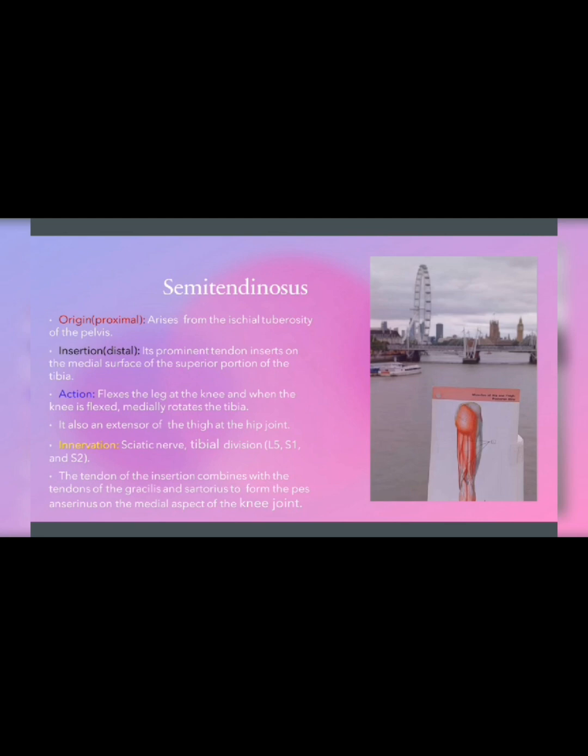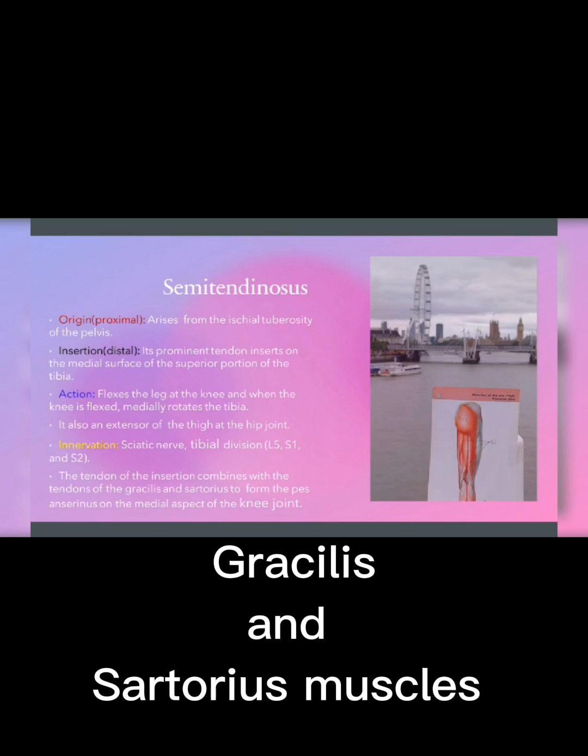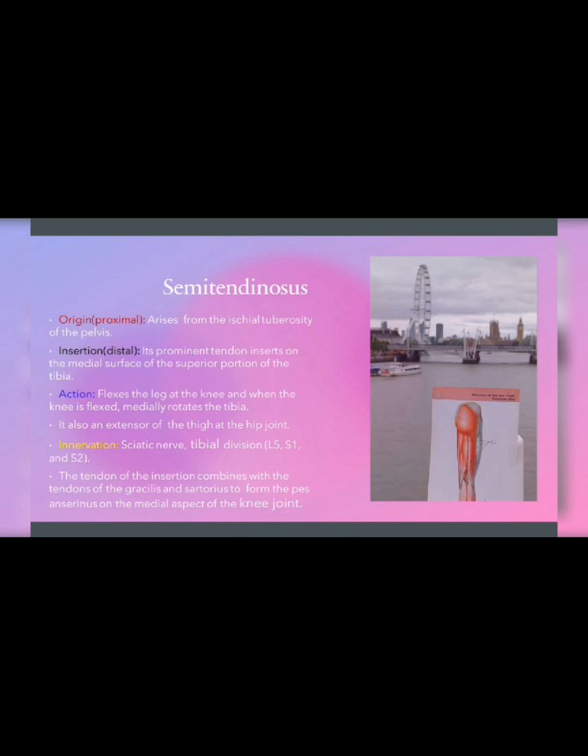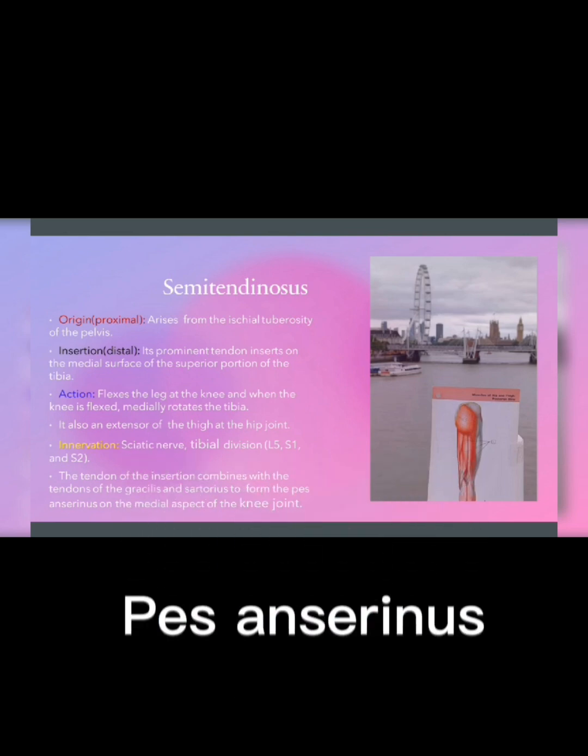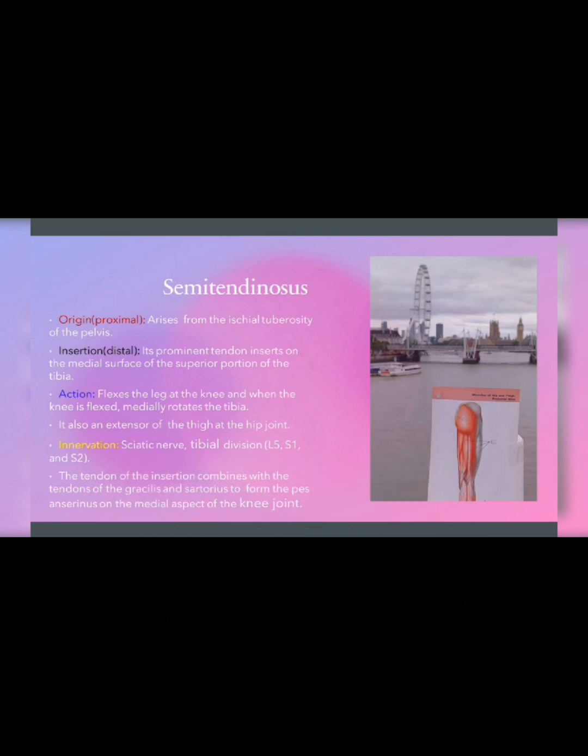The tendon of insertion combines with the tendons of gracilis and sartorius muscles to form the pes anserinus on the medial aspect of the knee.